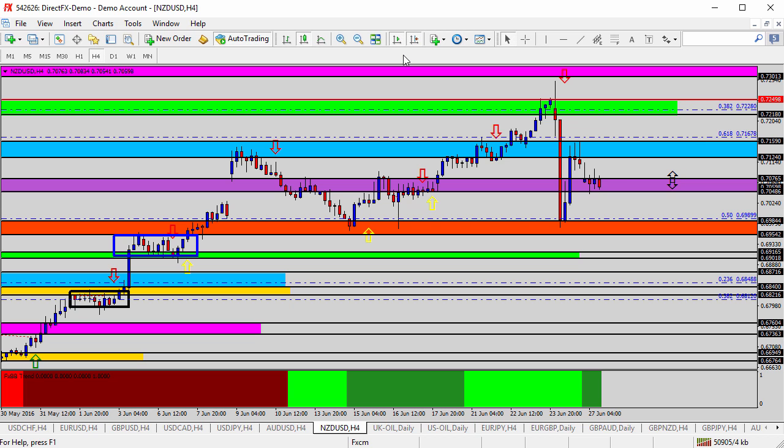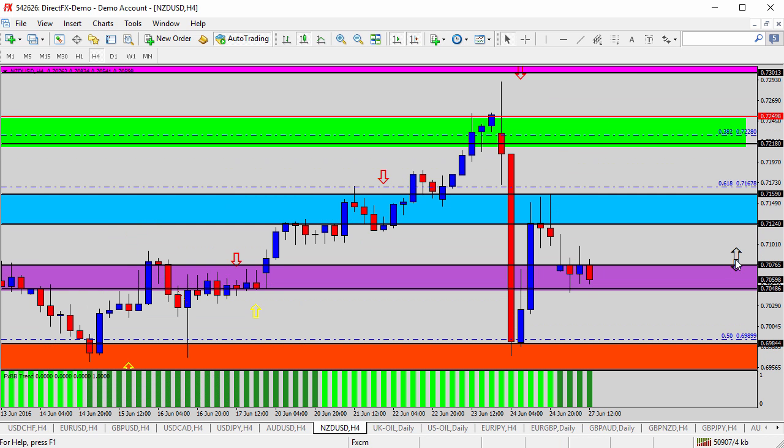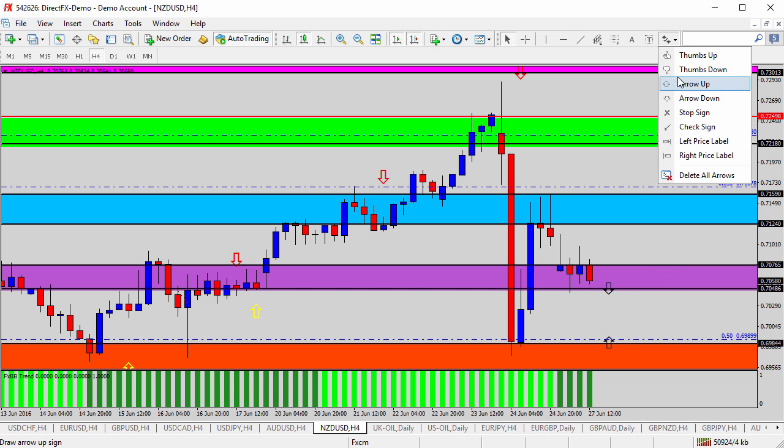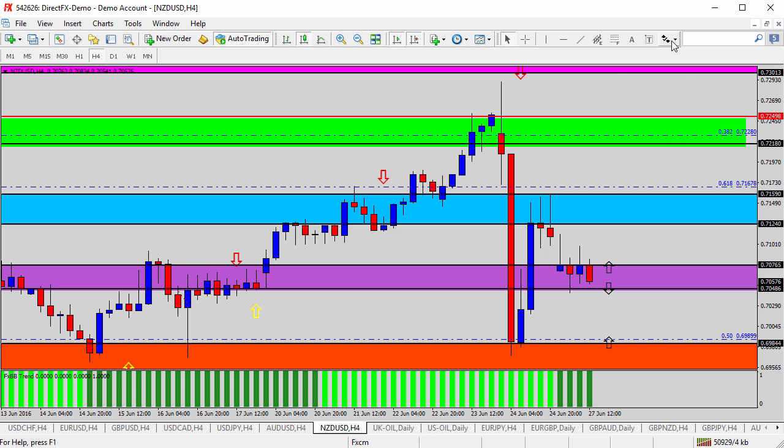Let me zoom in one time here. A breakdown of the purple shaded area underneath 7,050, we look for the turn lower back down towards the orange shaded area. If it continues to hold as support here today and we see any rallies, we look for it back up to the blue zone. But at least at this point, I think we're clearly bearish and we're likely waiting for the breakdown of 7,050 for the continuation lower for the New Zealand dollar today.